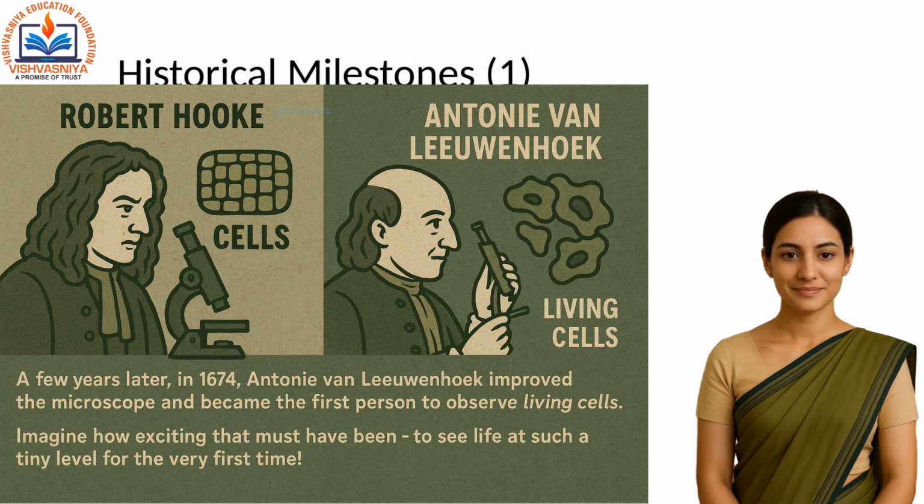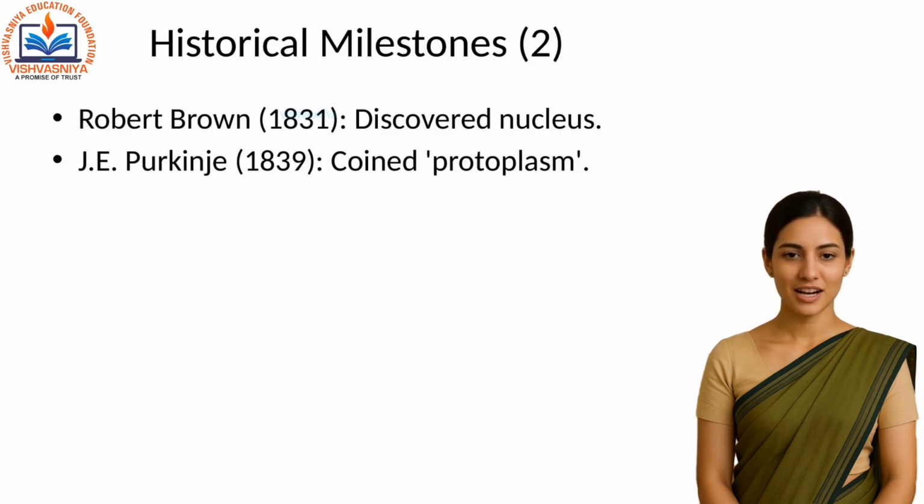In the year 1831, a botanist named Robert Brown made a groundbreaking discovery. He was the first to identify and describe the nucleus inside plant cells. The nucleus, as you know, is the control center of the cell, and this discovery laid the foundation for modern cell biology.